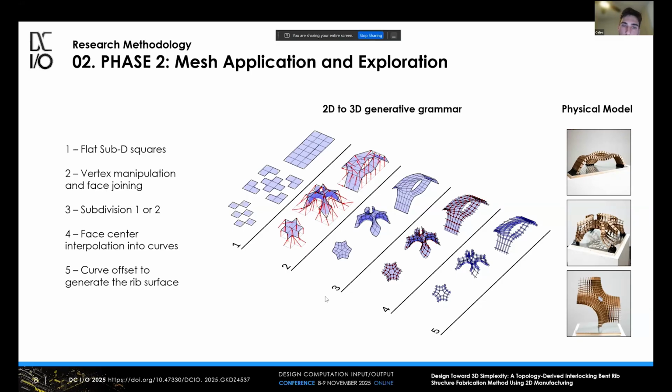What the system allows us to do is to iteratively change the topology of the geometry to get a different rib structure that can be optimized for structure.